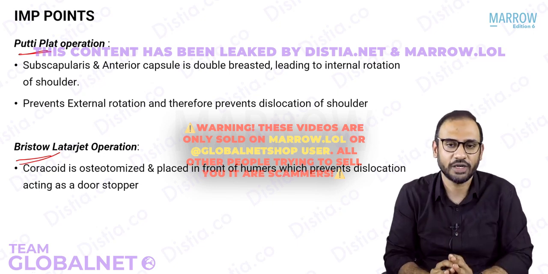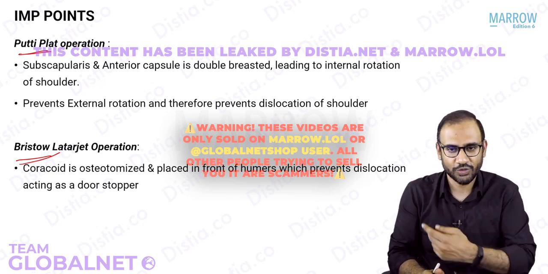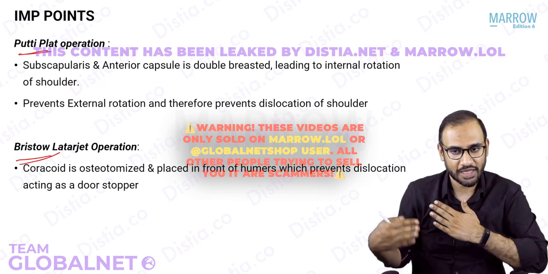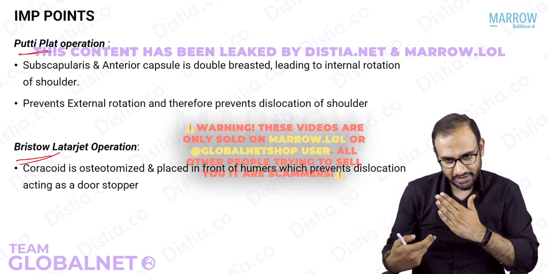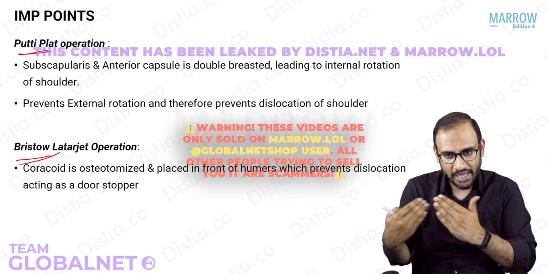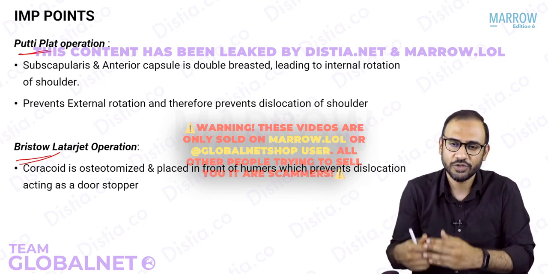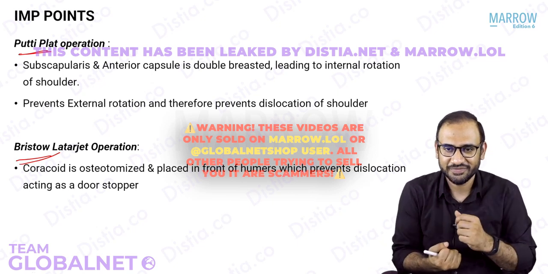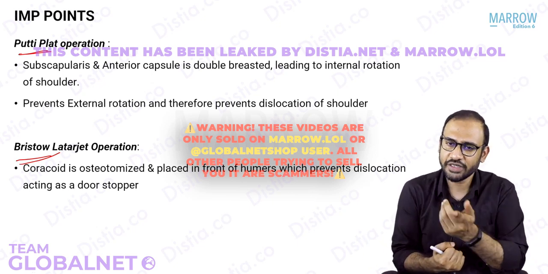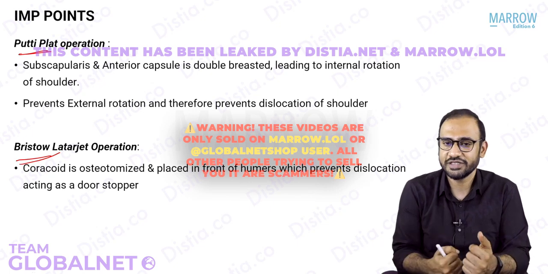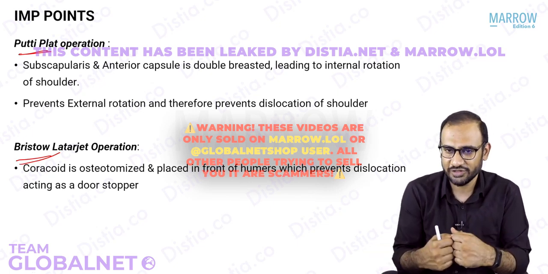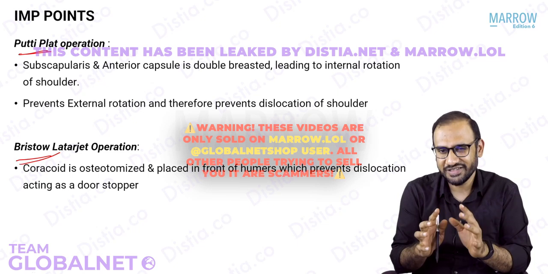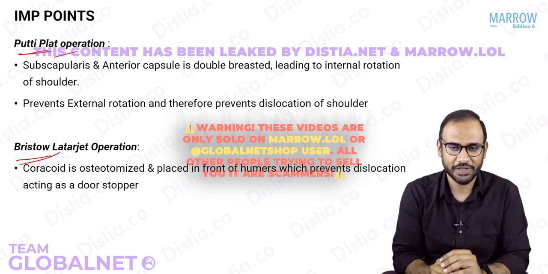Let me just tell you what Putti-Platt operation is. You take the capsule that is anterior and the subscapularis muscle that is anterior, make an incision and overlap them, as in double breast them, and suture them. So what will happen when you overlap or double breast them? The shoulder will go into internal rotation. When the shoulder goes into internal rotation, it cannot be externally rotated. And if it is not externally rotated, it will not recurrently dislocate. So that is a very aggressive surgery known as Putti-Platt operation.